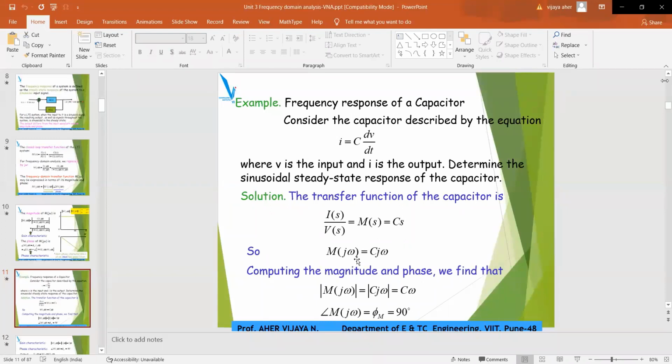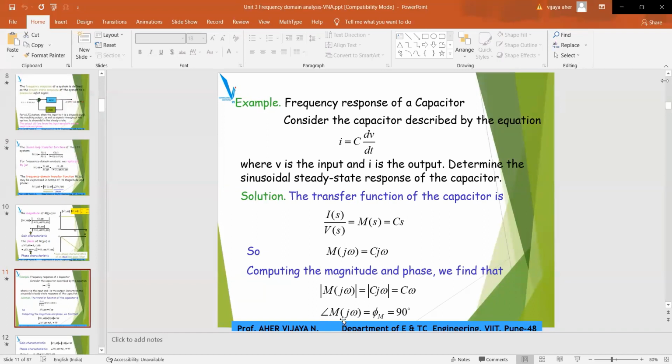This is the equation for the transfer function in the frequency domain. Take the mod of this and you will get the magnitude. Take the angle of this and you will get the phase angle, the phase between input and output. So taking the mod, M(j omega) is nothing but the mod of C j omega, equal to C omega only. So this is the magnitude of the response.